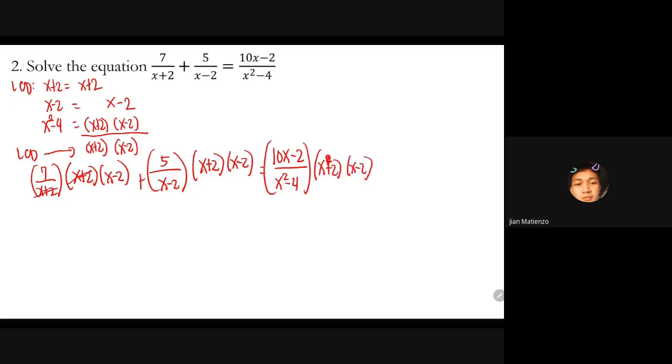Notice that you can divide this. So you will be left with 7 multiplied by x minus 2. You can also divide or cancel this. So you will be left with 5 times x plus 2. Now remember, x squared minus 4, when simplified, is equal to x plus 2, x minus 2. So you can cancel the whole denominator, at saka yung x plus 2 and x minus 2. So you will be left with 10x minus 2.